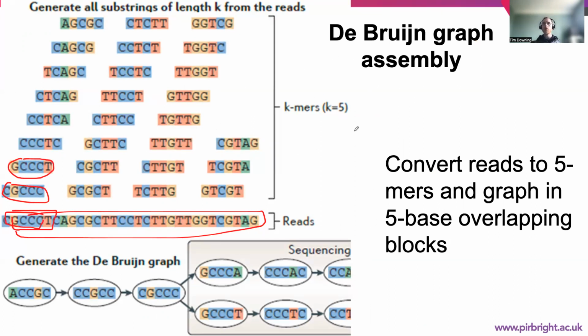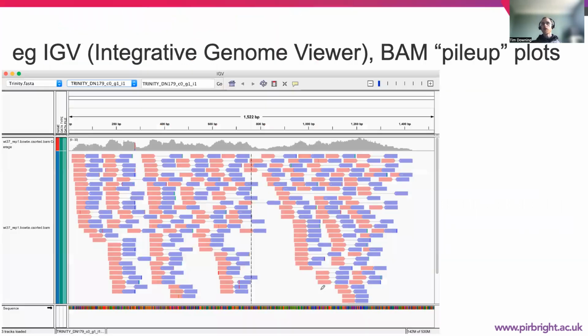During de novo assemblies, we took those k-mers and then merged them gradually as we looked at the different paths through the different k-mers. And then what we'll do in our next practical is visualize these.